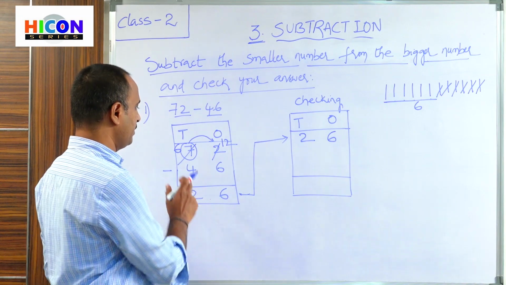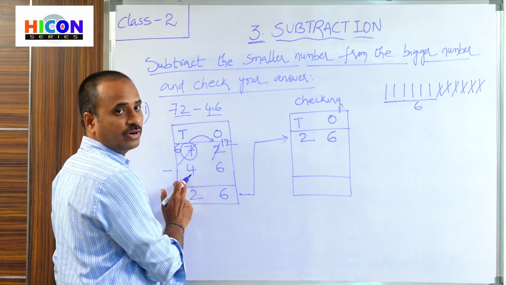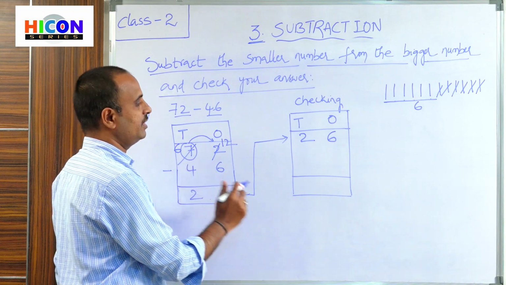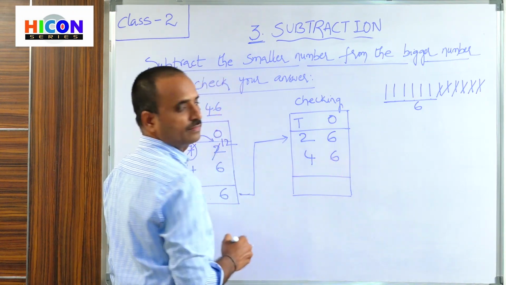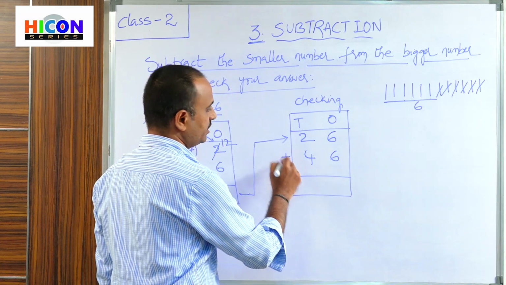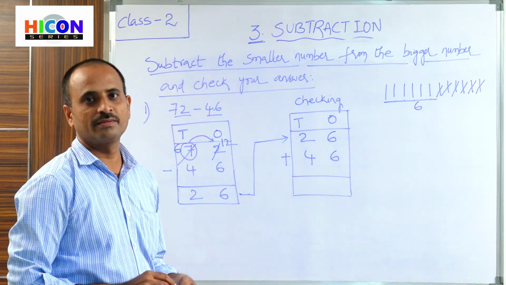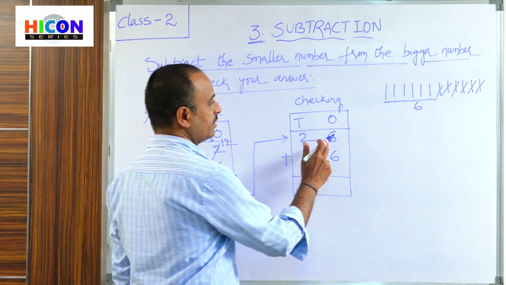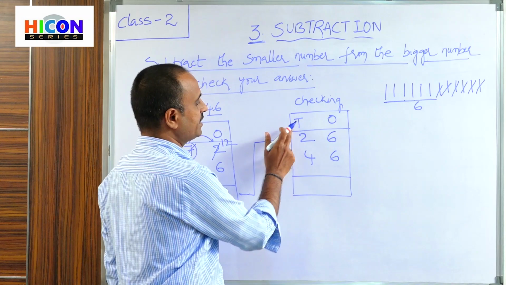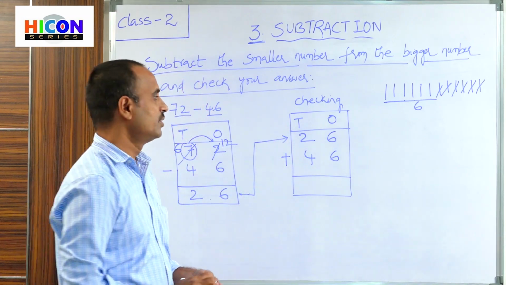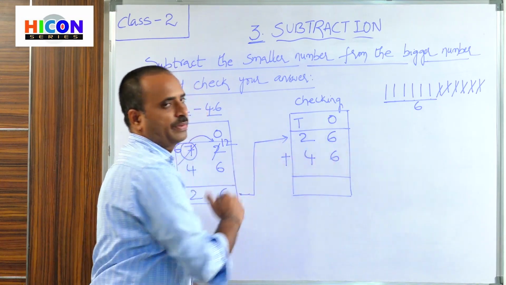Now add this answer to the smaller number in the subtraction. So what is the smaller number in the subtraction? 72 or 46? 46 is the smaller number. So write 46 below the answer and do the addition. So here 6 and 6 are present in the ones place, 2 and 4 are present in the tens place. So now start addition from the ones place.